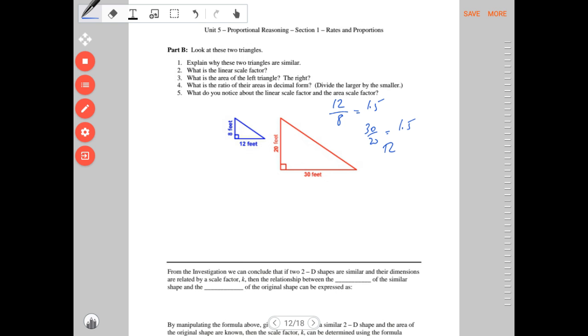So I guess we could write that. The ratio of the side lengths is the same.